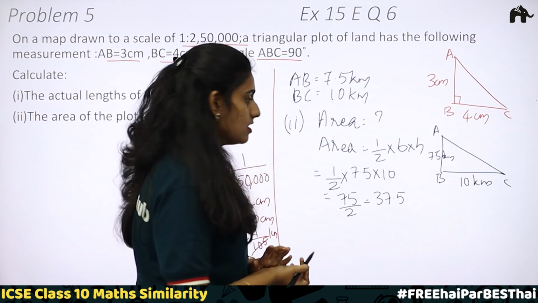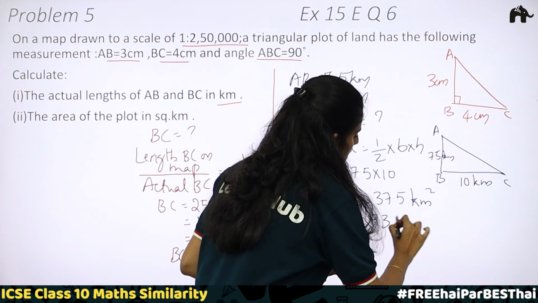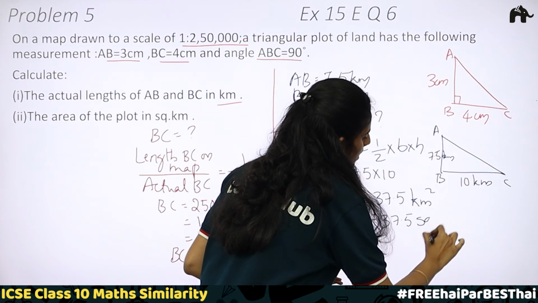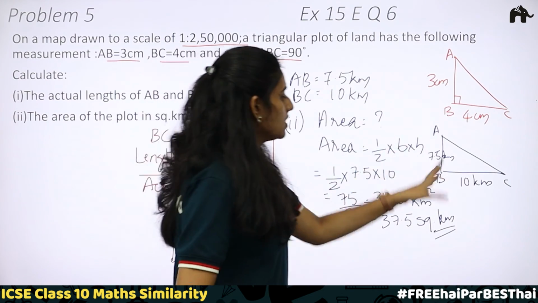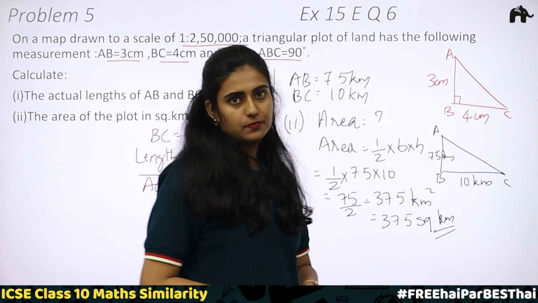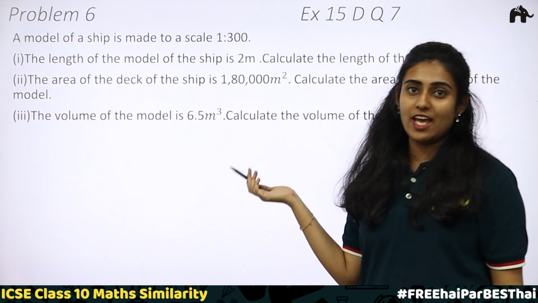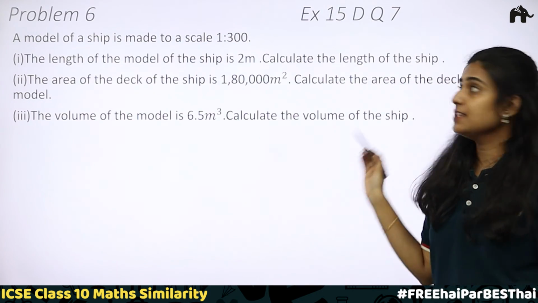What about the unit? The unit will be kilometer square, or 37.5 square kilometer. Kilometer into kilometer, we get kilometer square, or you can present it as square kilometers. Understood this? Here we have the last problem for today, problem number 6, question 7 of exercise 15D.